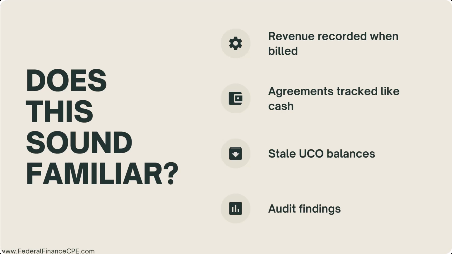Have you worked in a system where revenue only gets recorded when something is billed? Or where reimbursable agreements are tracked like cash instead of accrual? Or maybe you've seen audit findings that say revenue isn't recorded when earned, or you have stale UCO balances on your books. These are common issues and usually come from those working with reimbursables not fully understanding how they work or how they're supposed to flow.